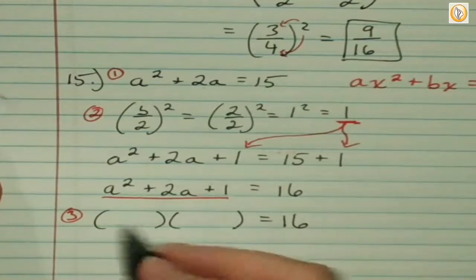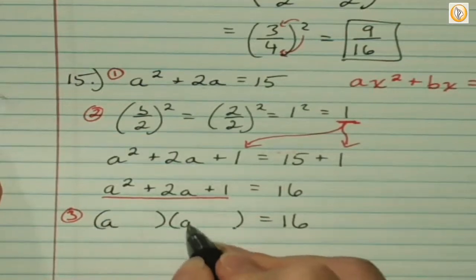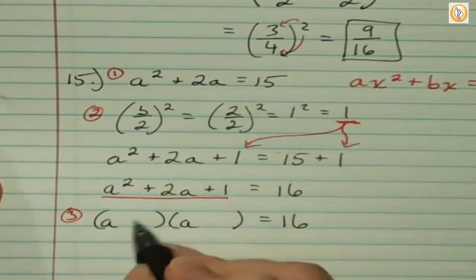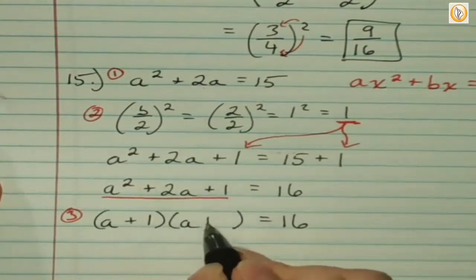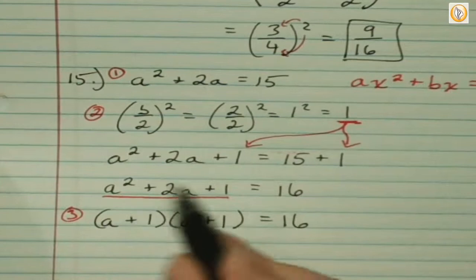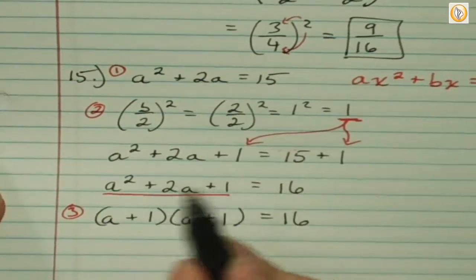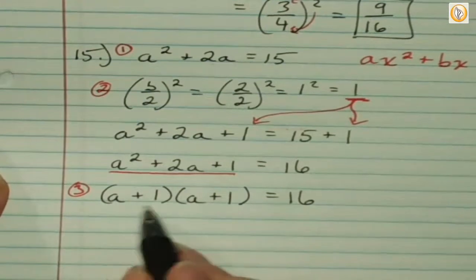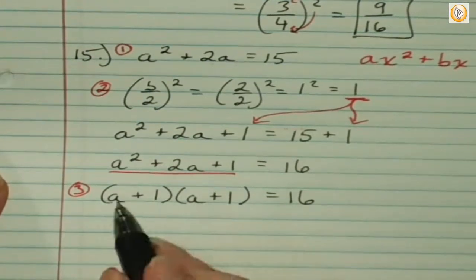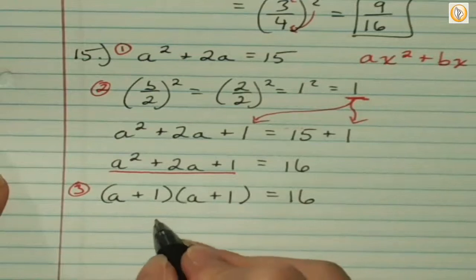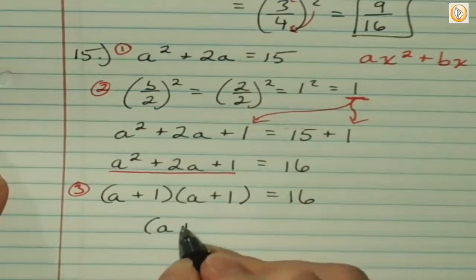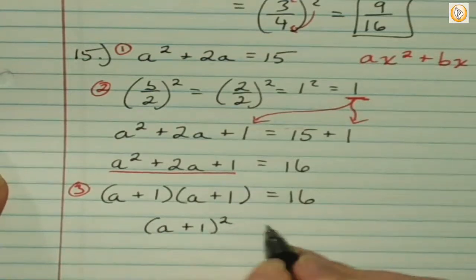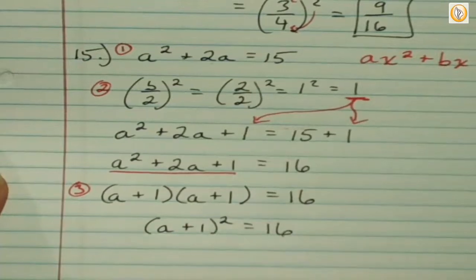So see how I brought down 16? So I have a. And this one's easy because we can just say plus 1 plus 1. You're going to find that this is now considered perfect. Notice that both of these are the same. So I'm going to rewrite it since it's the same as a plus 1 squared equals 16.